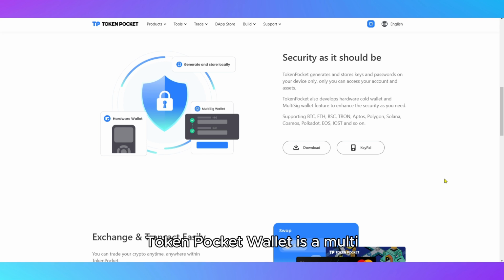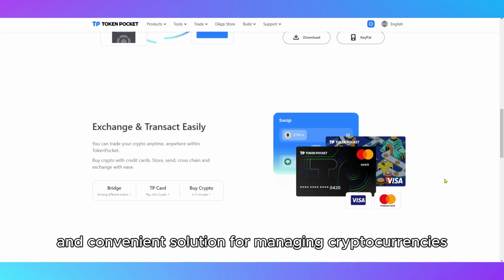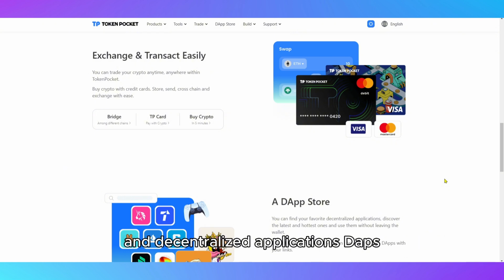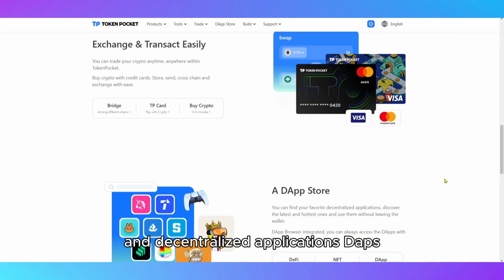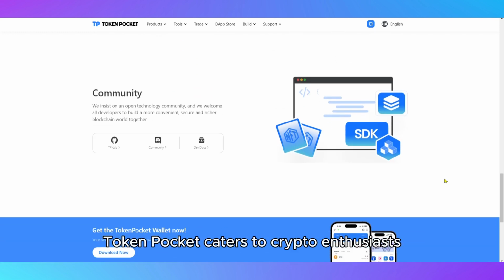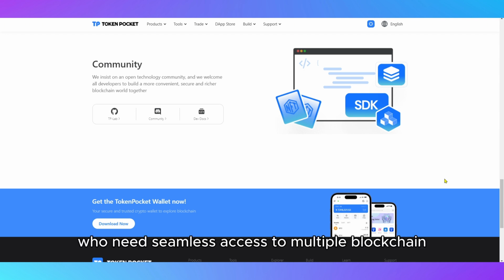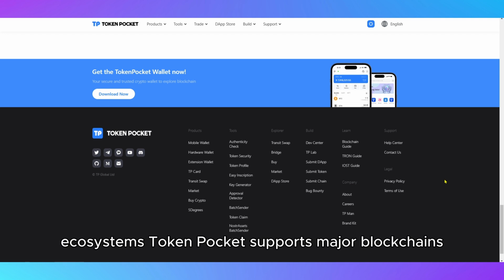TokenPocket Wallet is a multi-chain wallet that provides users with a comprehensive and convenient solution for managing cryptocurrencies and decentralized applications, dApps. Known for its extensive blockchain support and user-friendly interface, TokenPocket caters to crypto enthusiasts, investors, and dApp users who need seamless access to multiple blockchain ecosystems.